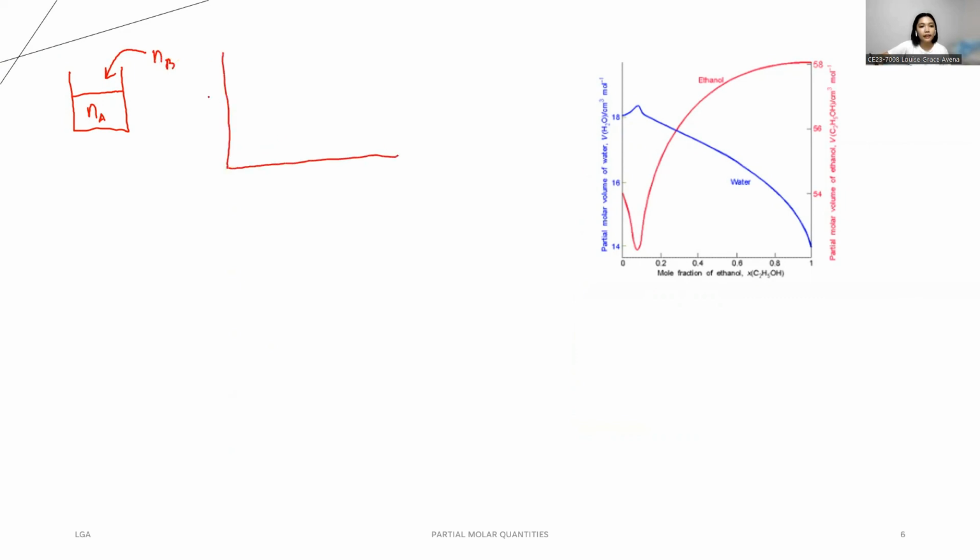Initially, you would think that as you add moles of component B to the system, the total volume of the system will be increasing. But that is not the case in real experiments or real solutions, because at some point the total volume of the mixture or solution tends to decrease. And this is because partial molar quantities, or partial molar volumes, are being accounted for.